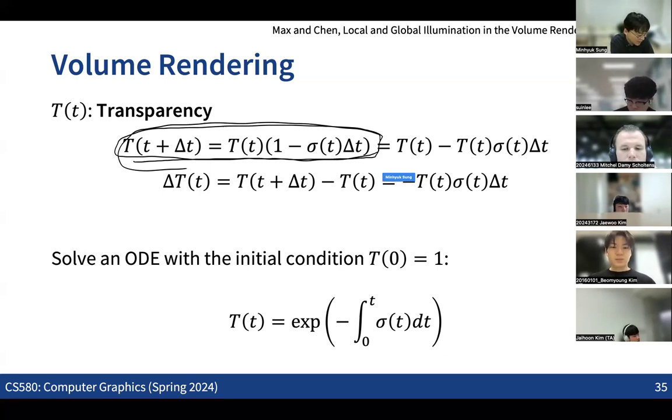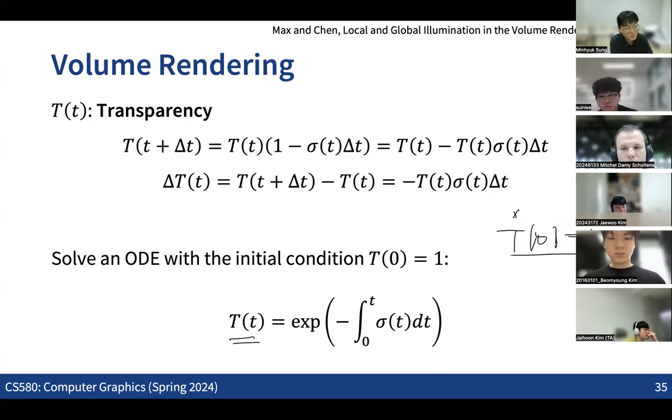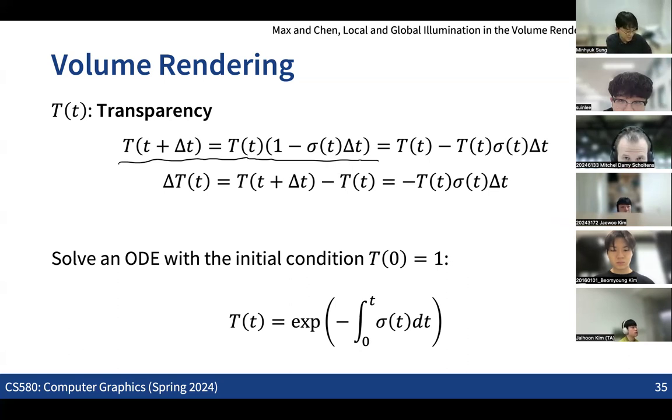If we rewrite this into the ODE formulation like this, then this becomes an ODE with this solution. The initial condition is that at the very beginning, the transparency should be one, which means that obviously at the starting point there's no hit. So the probability of not hitting anything should be one. When we have this initial condition, if we find a function satisfying this constraint, that becomes this exponential form. So the transparency is calculated in this way, by taking the integral and having the exponential form like this, using the opacity information. Is this clear? Any question on this?